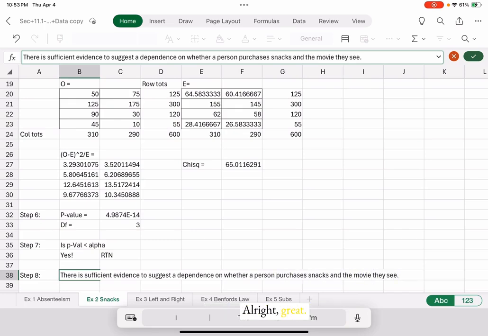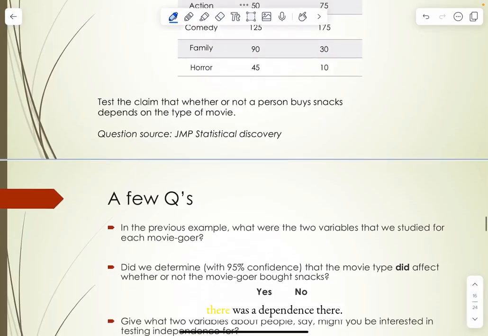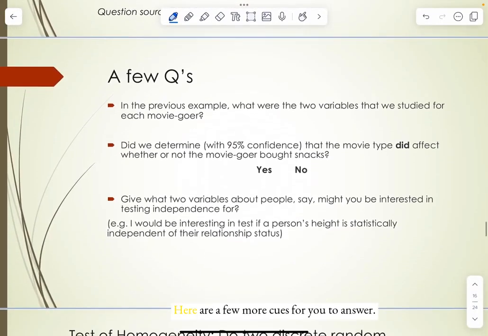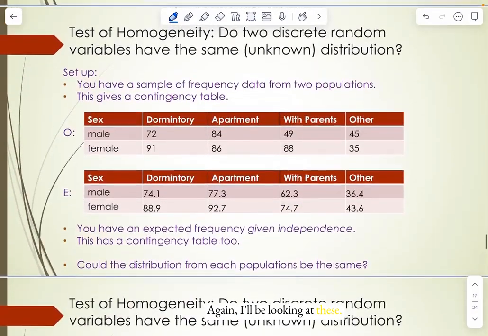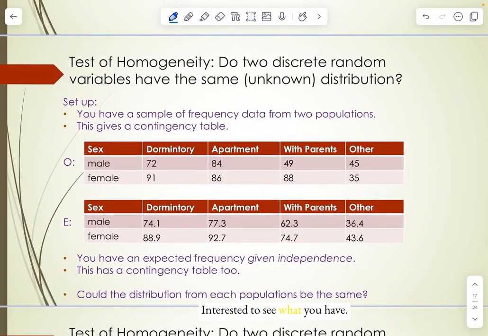All right, great. Let's go to the next thing now. There was a dependence there. Here are a few more cues for you to answer. Again, I'll be looking at these. Interested to see what you have.